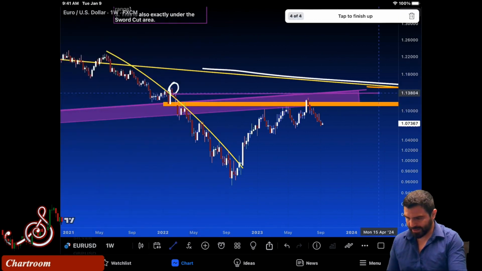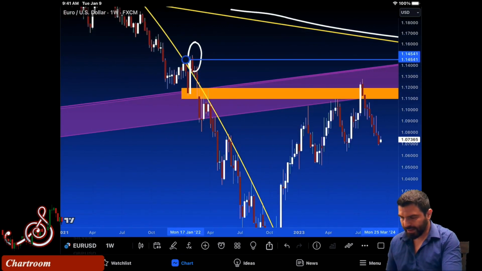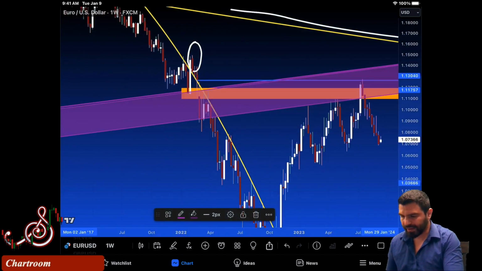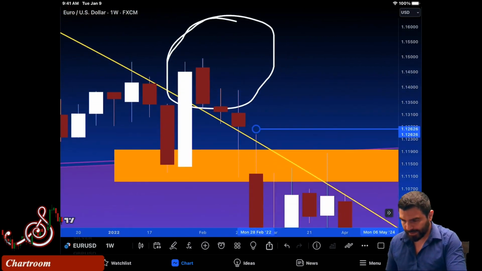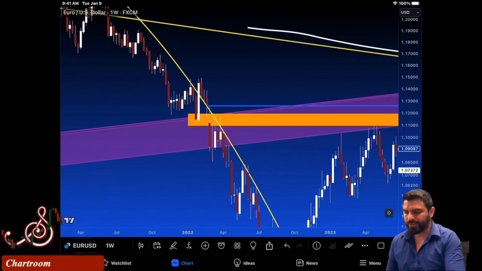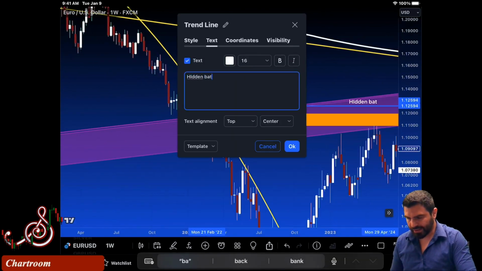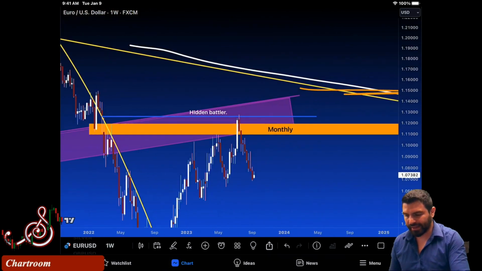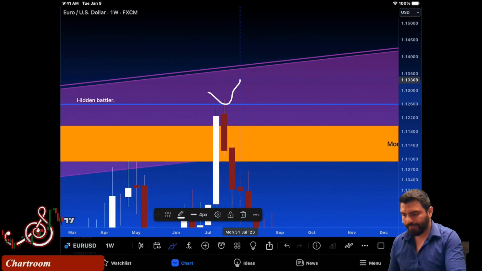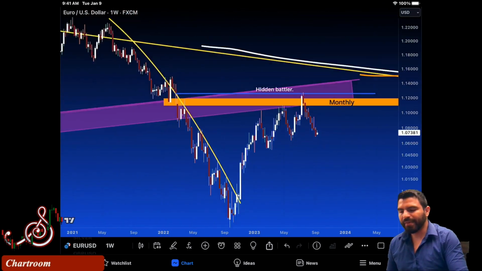You make it a flat, in blue. You make it a flat at the top and at the last point when it crosses back into the line, which is here. See how we cross back over here? That's where you're going to have your hidden battler. Let's just put text, hidden battler. All we're doing is identifying the map points. You can see price hit it exactly here and went back down. Cool, huh? Your map points.